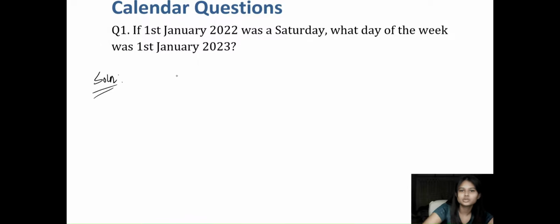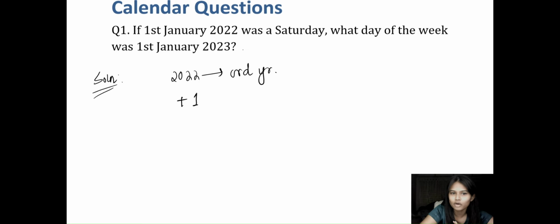If 1st January 2022 was a Saturday, firstly 2022 is an ordinary year, right? So let me write it. It's an ordinary year. Now 1st January 2022. Now what day of the week was 1st January 2023? So we know that every ordinary year has an odd day of +1. Therefore, from 1st January to 1st January, if this was Saturday, this is Sunday because of one odd day. So one day more. Like if your birthday comes on Friday in an ordinary year, you will see that next year your birthday will come on Saturday. So this is how it happens.